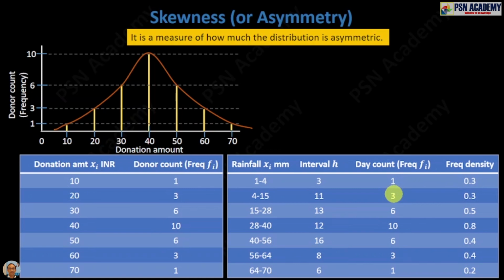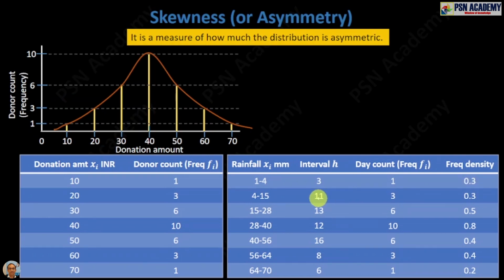So just like the apple example we saw before, in the same way you have to standardize the interval and the day count. If the interval is 3 and the day count is 1, then you go for 1 unit. There is a 3 millimeter interval, and the day count is 1. So for 1 millimeter, how many day counts do you have? Here you get 0.3.